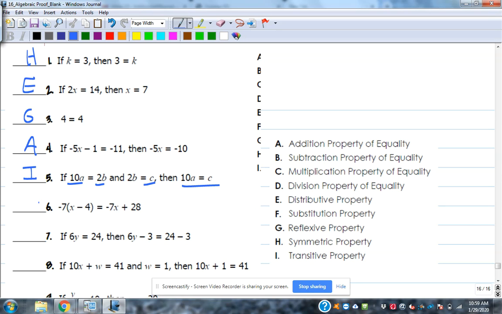Distributive property is correct. I wrote E up here, and that was E down here. That should have been division property. I looked at division property and wrote the letter below it. So sorry about that. Number 7.